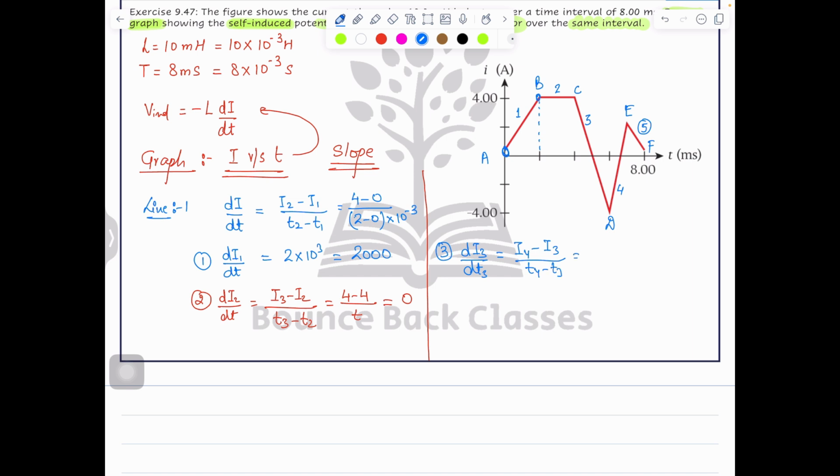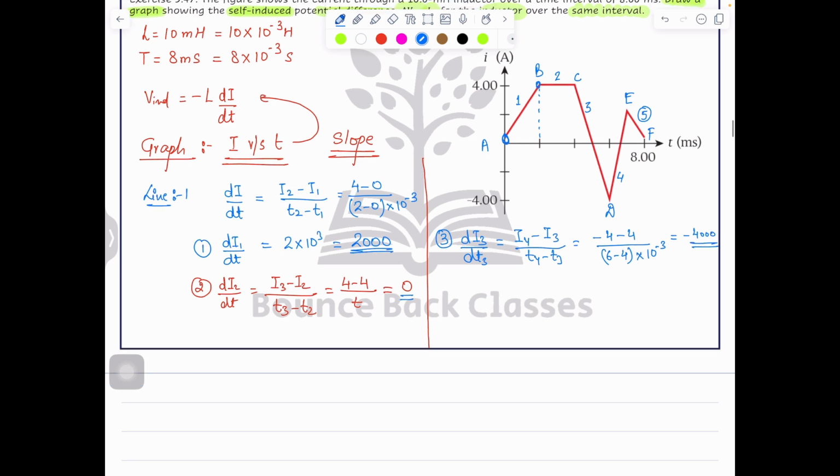Okay, so just solve it for line 3. That is negative 4 minus 4 divided by, what is the time? 2, 4, 5, 6. So it should be 6 minus 4 multiplied by 10 raised to power negative 3. Solve this value. So what is your answer once you solve it? So it should be negative 4000. Okay. So first is your 2000, second is your 0, third is your negative 4000.